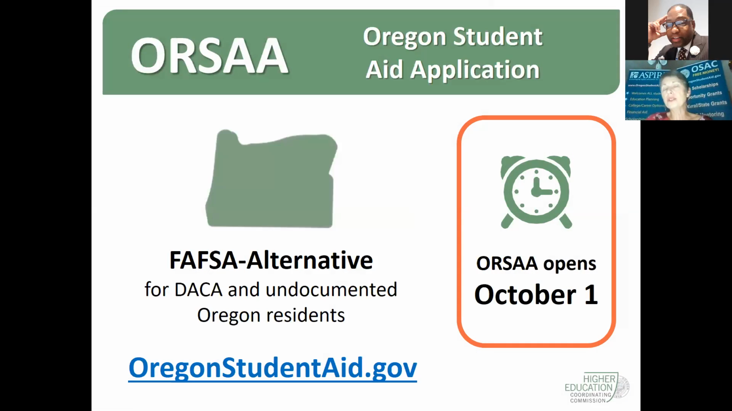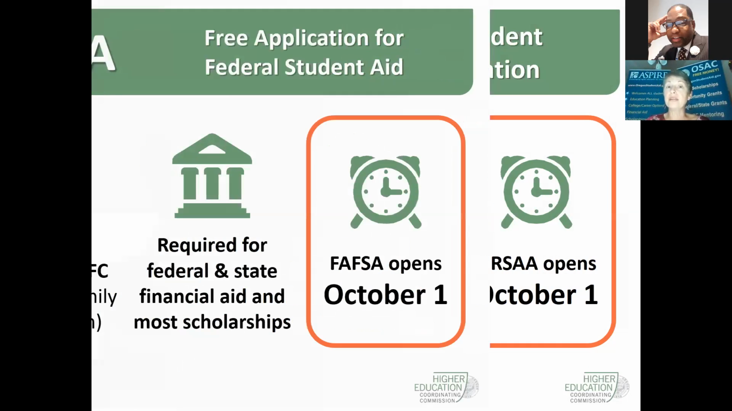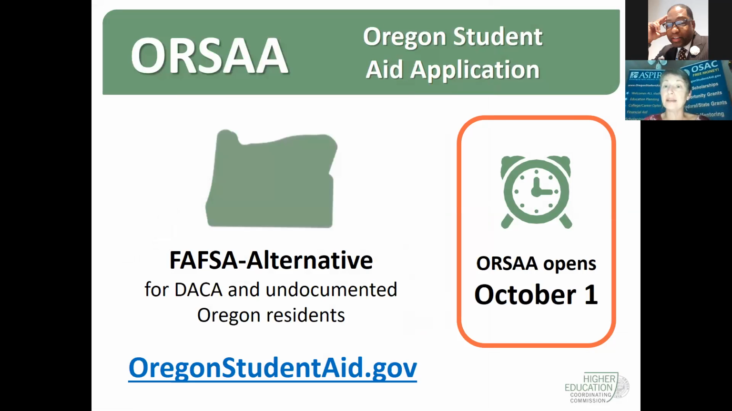The Oregon Student Aid application is the alternative to the FAFSA, or the federal application, for students that are undocumented or DACA students. In order to do the FAFSA, you must have a Social Security number. If you don't, the state of Oregon offers you a state financial aid application. We really encourage students, again, it opens October 1st.